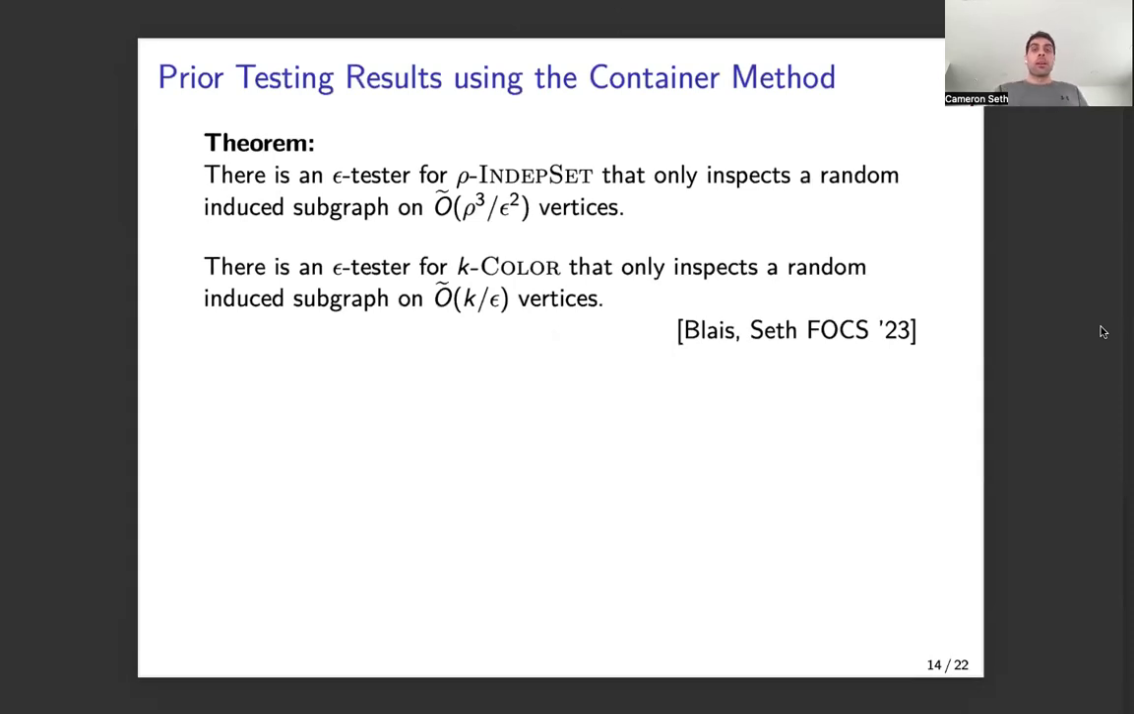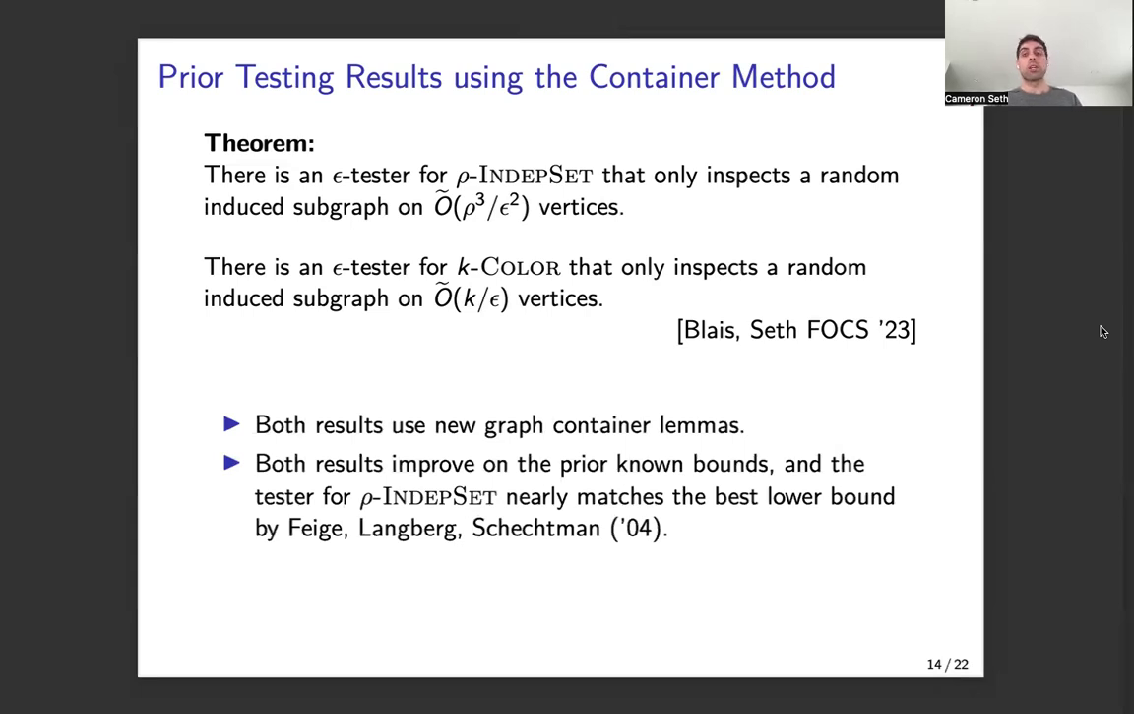Okay, so first, here are some of our prior results on property testing using the container method. We first used this main idea that I outlined to give a new property testing algorithm for the rho independent set property. And then we used a similar technique to give a tester for k-colorability. And again, both of these are sample-based testers that just take a sample of vertices and check to see if the sample either has an independent set of size rho S or is k-colorable for the k-colorable property.